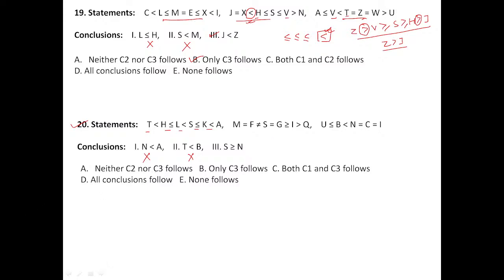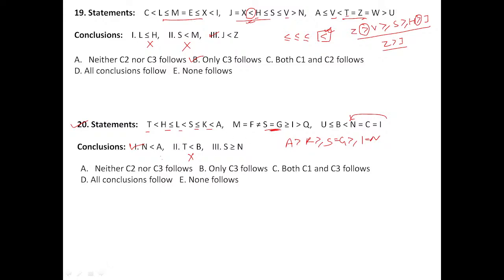Here is A greater than N. Here you can move. See, A greater than N, you can move. How? A greater than K greater than equal to S. See, here is S. So S and G are the same. So G greater than equal to I. Now from I you can move to N. I and N are similar. So A greater than N. Conclusion 1 is satisfied, 2 not satisfied, right?